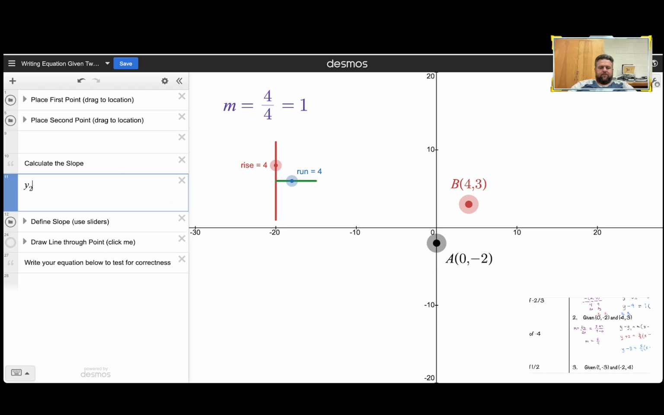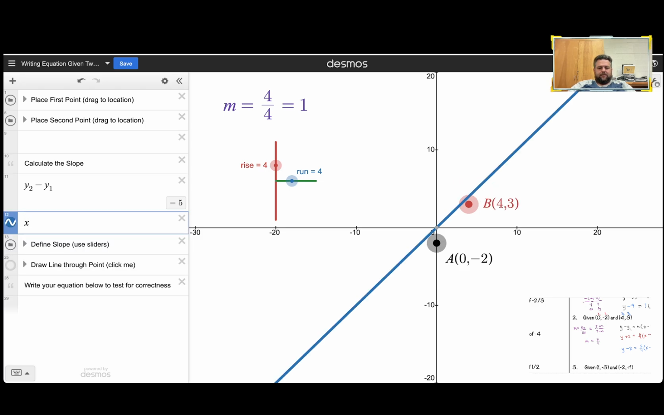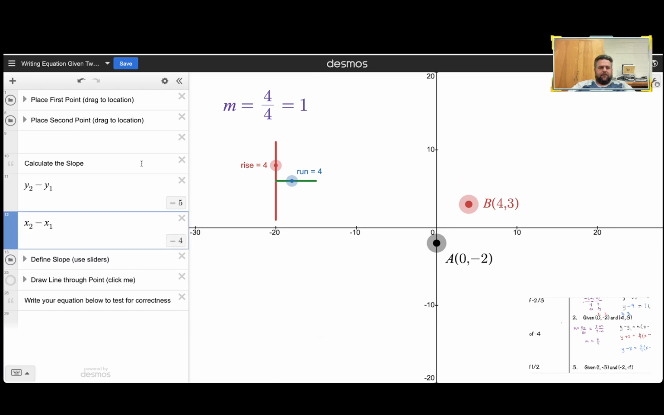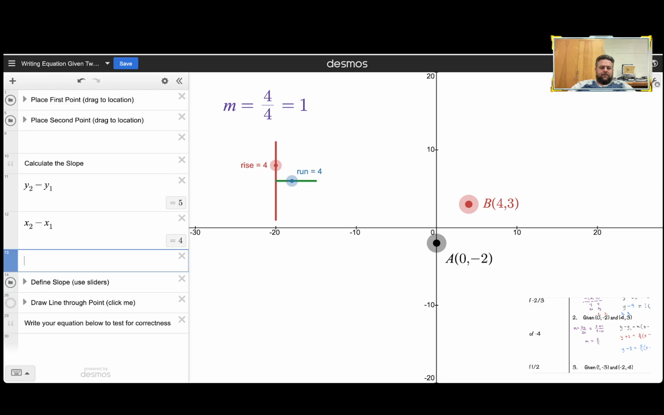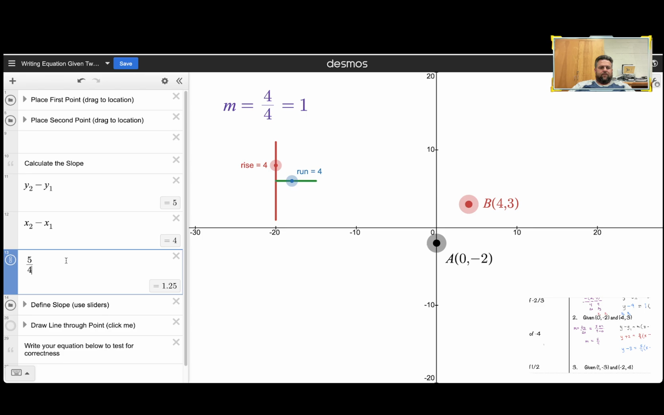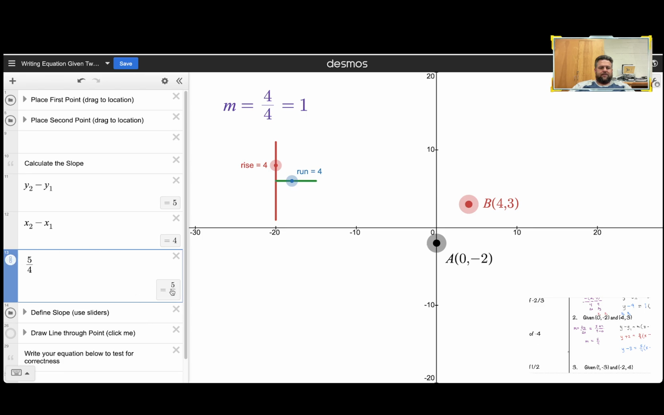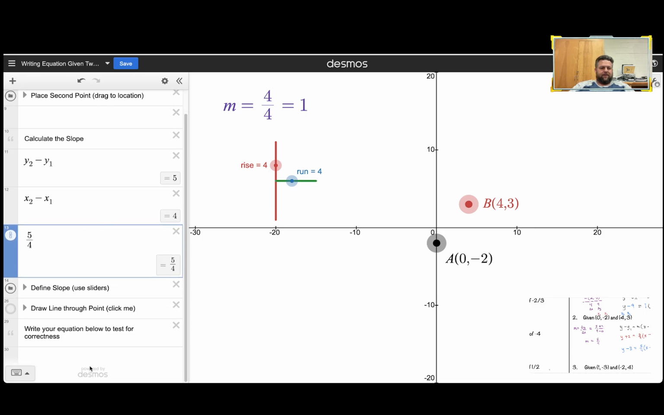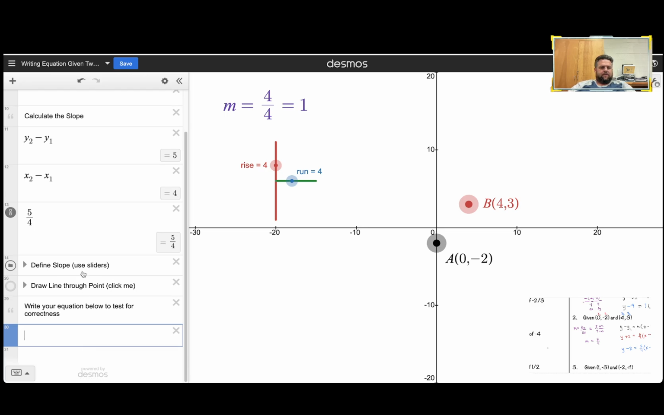First things first, y2 minus y1. We get 5. Then our x's, x2 minus x1. We get 4. And just to verify it, our slope is 5 divided by 4, which is 1.25. We'll turn that into a fraction, and it's already fully simplified. Next, I will draw the line, but let me fix the slope. It should be 5 over 4. Okay, and now I'll draw the line, and there you go.